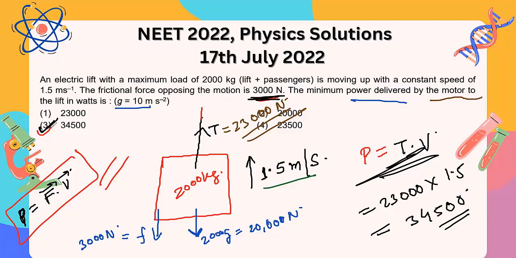This is the minimum power that the motor has to deliver. It can be more depending on the situation if there are some other inefficiencies involved, right? But this has to be the minimum power that has to be delivered to the lift.